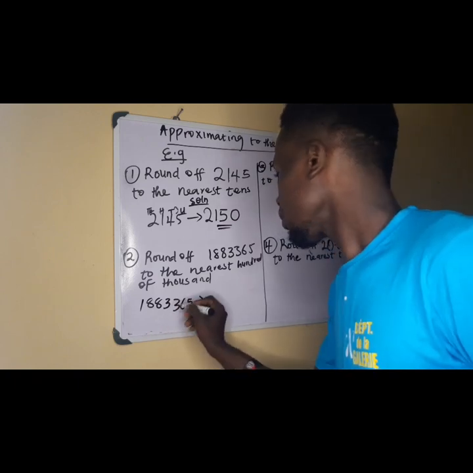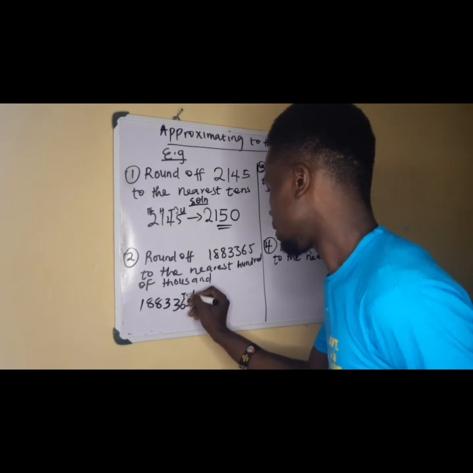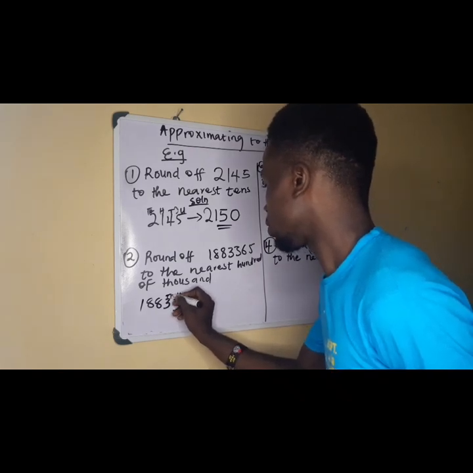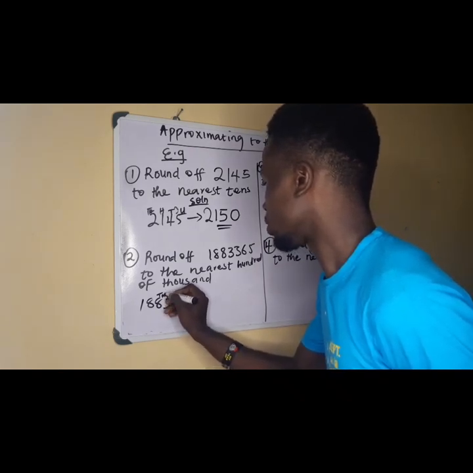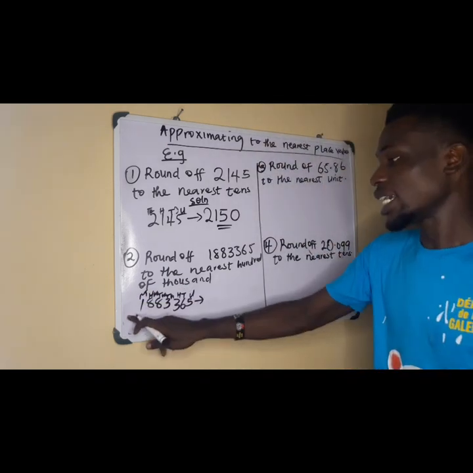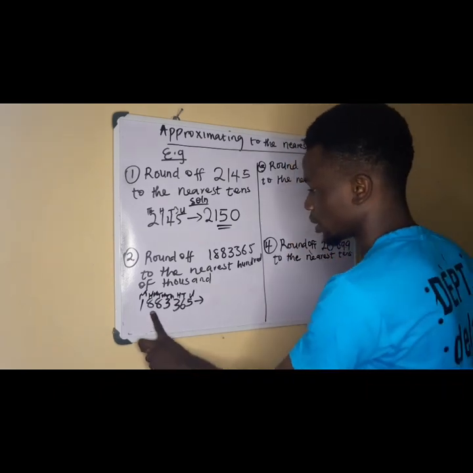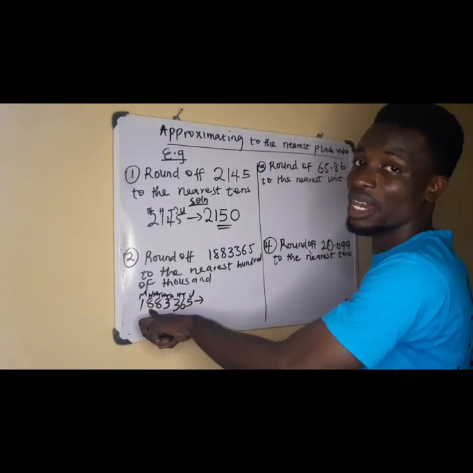1883365. And I'm going to write out their individual place value. This is unit, tens, hundred, thousand, tens of thousand, hundred of thousand, and million. So the highest place value in this number is actually million. So this is the hundred of thousand.